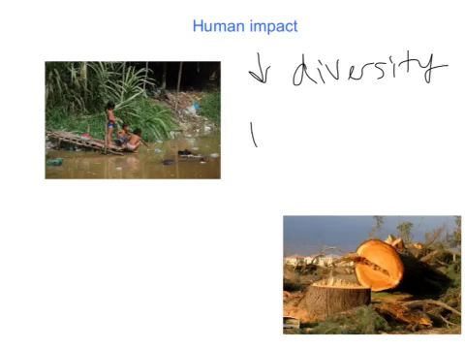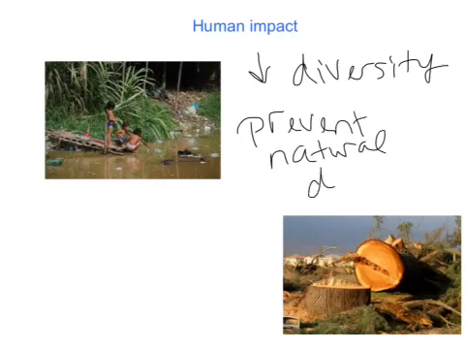We may sometimes prevent a natural disturbance. Remember, those aren't always bad. Fire is meant to come through and sweep through the community so that it has a chance to rebuild. So that could be another human impact, when we actually stop those natural disturbances from happening.